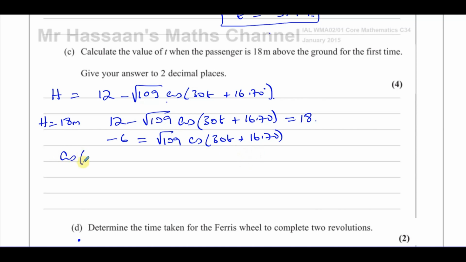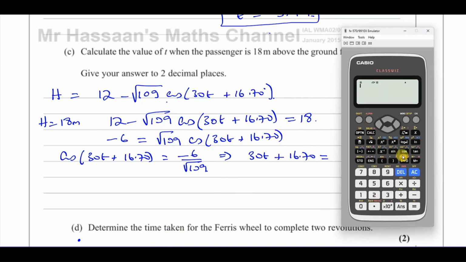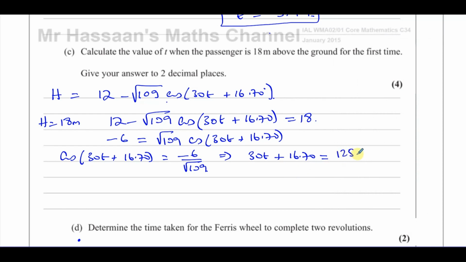So I'll end up with cosine of 30t plus 16.70 is equal to negative 6 over the square root of 109. So this will give me that 30t plus 16.70 is equal to, so we can work out the angle by using this ratio. So we say inverse cosine of negative 6 over the square root of 109, and we can work out what the angle is. That's going to be 125.0783. So we want to find the smallest value of t.